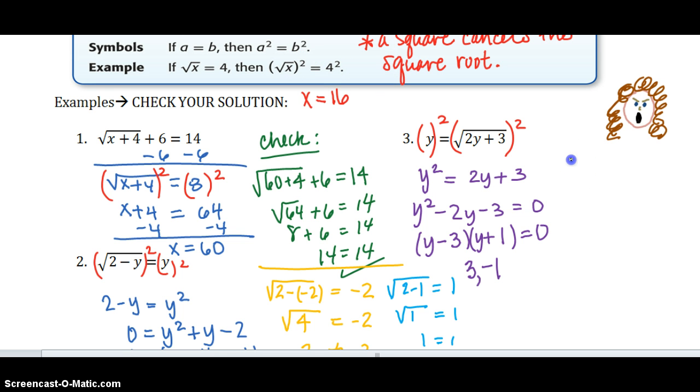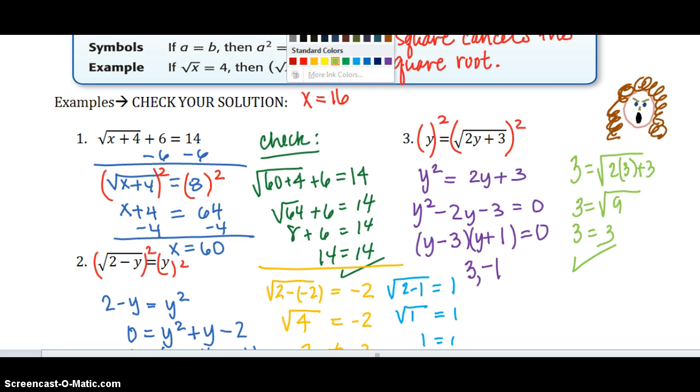So y, let's put in 3 equals the square root of 2 times 3 plus 3. Does that equal? That's going to be 6 plus 3, and the square root of 6 plus 3 is the square root of 9. And 3 equals 3. So 3 works. Now let's try the negative 1.